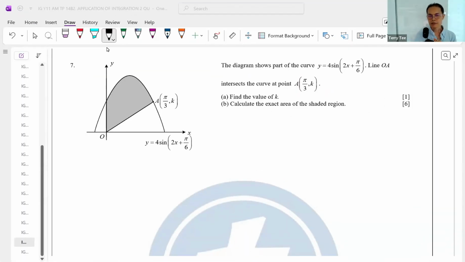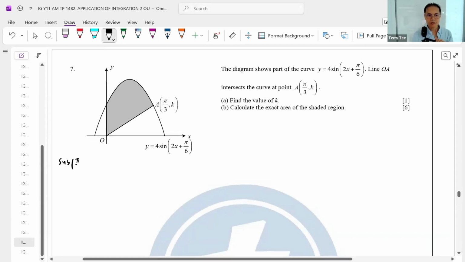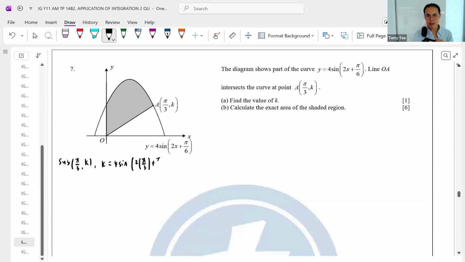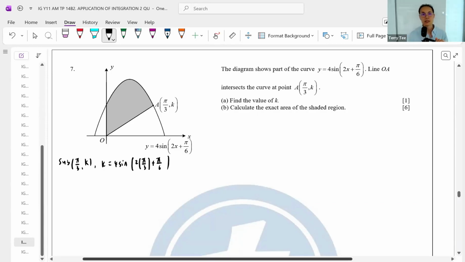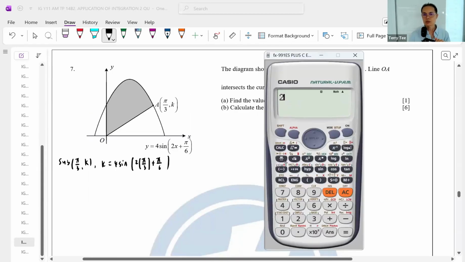So here we're finding the value of the unknown. We are given y equals 4 sine of 2x plus pi over 6. Okay, first we sub in your x with pi over 3, your y with k. We're finding k. Your k is your y value, which is 4 sine of 2 times pi over 3 plus another pi over 6. Okay, 2 over 3 plus 1 over 6. If you can't do it mentally, you can use a calculator. 2 over 3 plus 1 over 6 gives us 5 over 6.